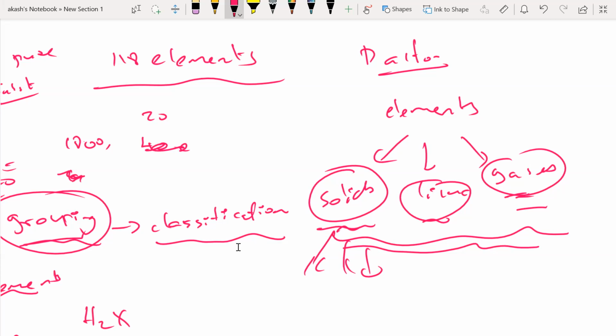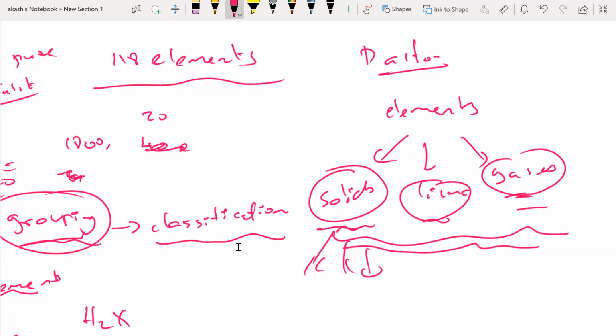So various efforts were made to classify these elements based on their properties. Many scientists attempted it. We are going to see the history of how these elements were classified, what the basis for this classification was, and how we move on to the modern periodic table.